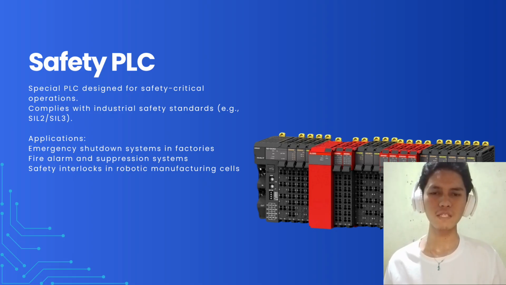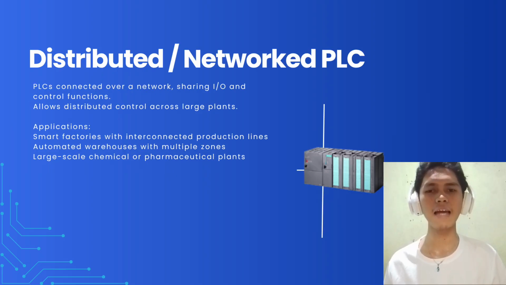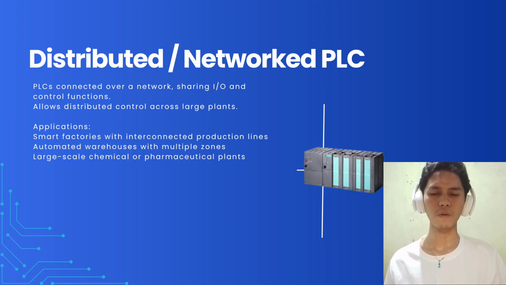Moving from safety to scale, how do we run control across massive industrial sites? We use the distributed and network PLC. These systems link multiple PLCs together over a network, sharing data and control functions across huge distances. This allows us to manage complex environments like large chemical plants or mile-long smart factories, ensuring reliability and efficiency across the whole operation.